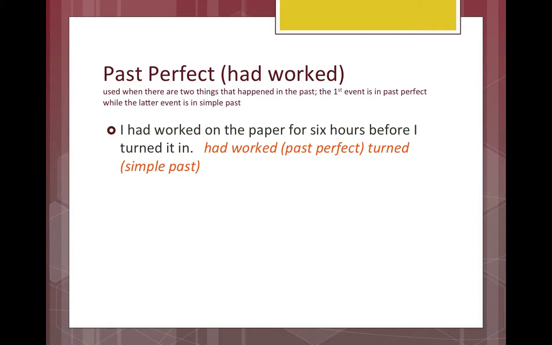So this one tells me that there are 2 things that happened in the past, and we'll use the past perfect for the event that occurred first. So it's like the older event. So the person worked 6 hours, that was in the past, and also in the past is that he or she turned it in, but the working on it occurred first. That's how the past perfect helps us. It places the 2 past events in relationship to each other.